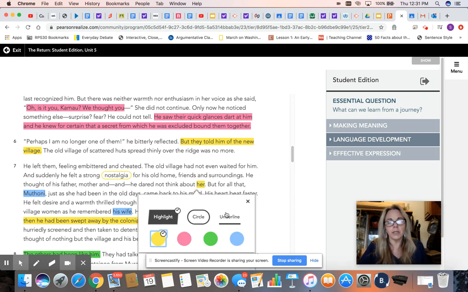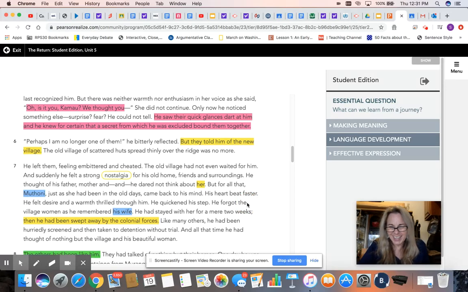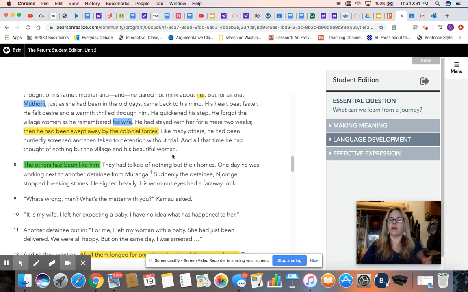Just kidding. So anyway, he really loves her, and her name is Muthoni, and I hope I'm saying that right. And they were married. That was his wife. They had not been married for long. They'd only been married for 2 weeks.